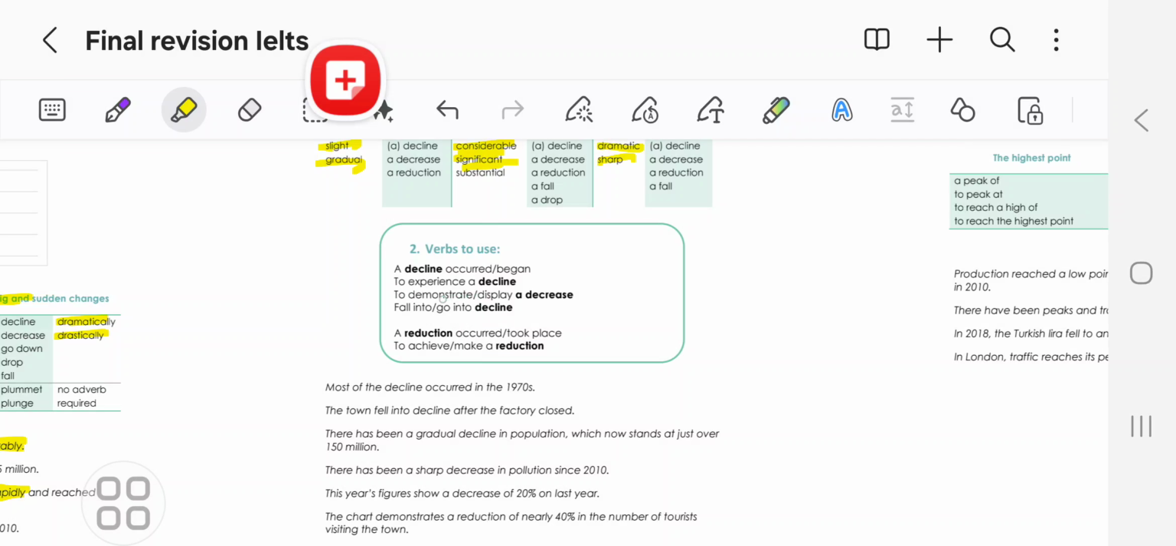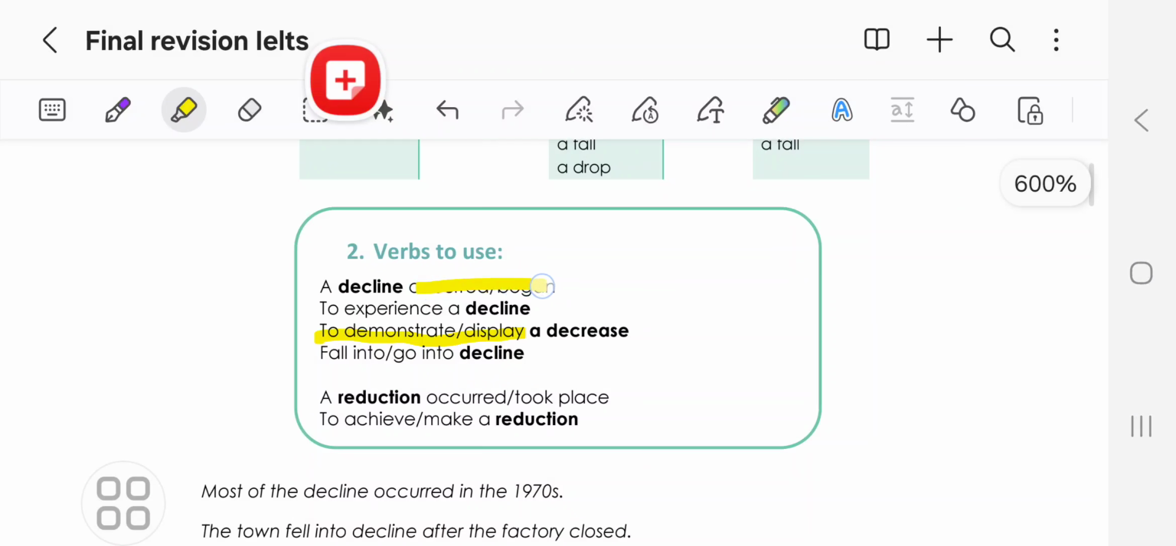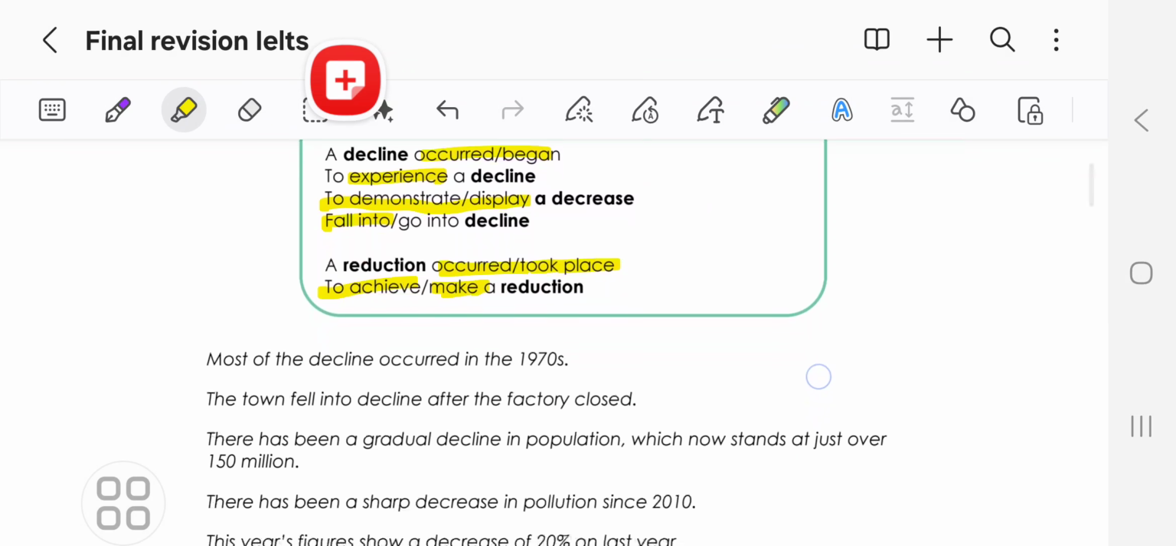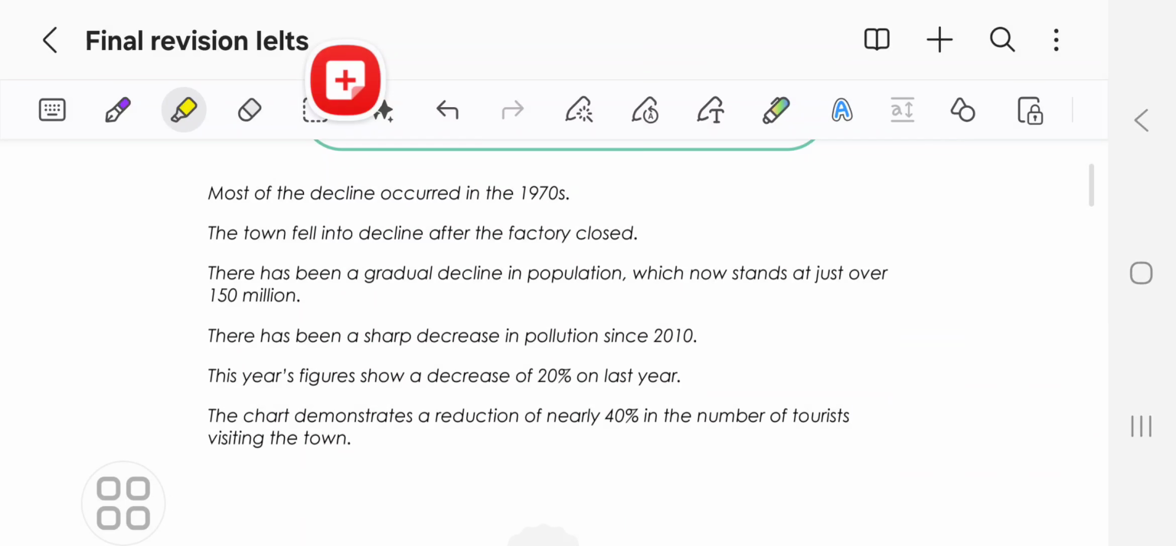Then the decline occurred, to experience a decline, to demonstrate. Fall into decline. A reduction occurred, took place, to achieve or make a reduction. So these words are complemented, or accompanied, by different words. A decline occurred, began, to experience a decline, demonstrate, display. Most of the decline occurred in 1970.